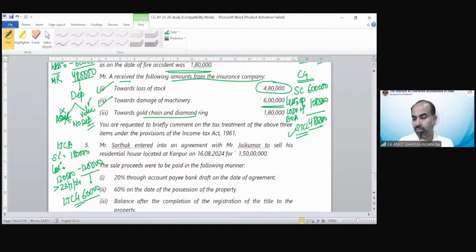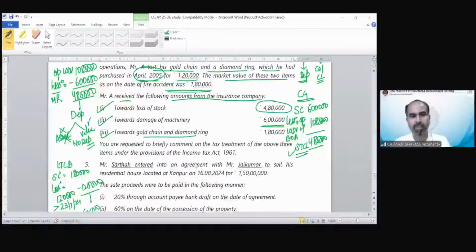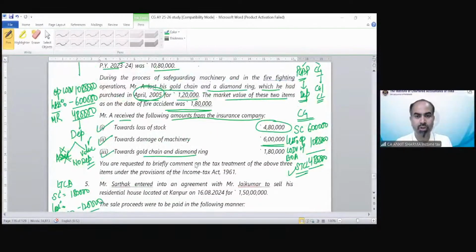I hope it's clear now. So we are having a treatment of gold chain and diamond ring also. Not short term, it's long term because purchased in April 2005 and we have transferred due to destruction or loss. It is in 2024 December. That's why we are not going to do indexation in this case. I hope it's clear now.